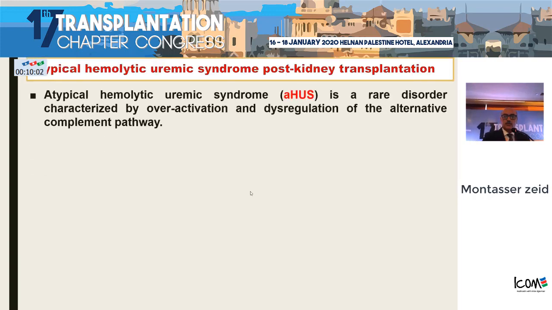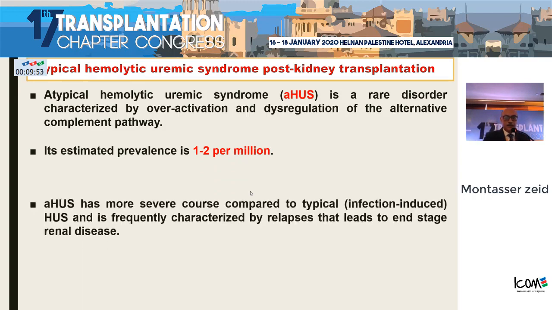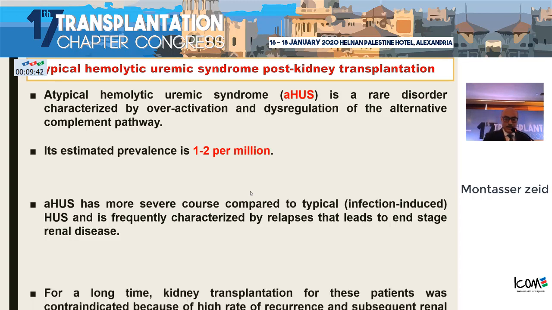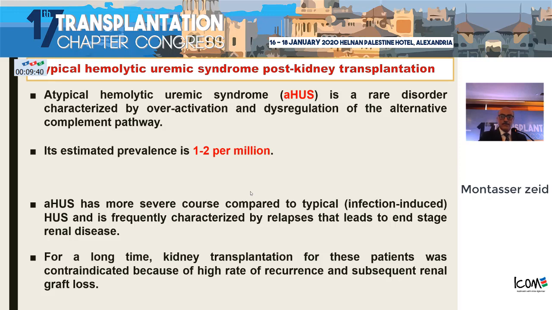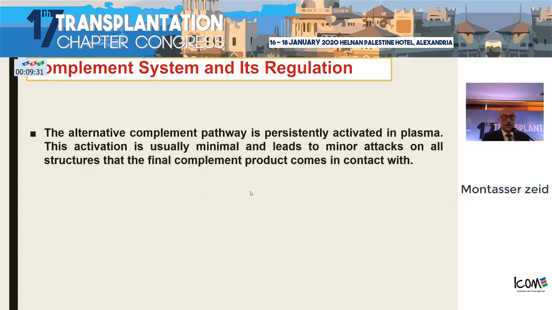Atypical hemolytic uremic syndrome is a rare disorder characterized by overactivation and dysregulation of the alternative complement pathway, with an estimated prevalence of 1 to 2 per million, and it has a more severe course. Atypical HUS has a more severe course compared to typical infection-induced HUS and is frequently characterized by relapses that lead to end-stage renal disease. For a long time, kidney transplantation for these patients was contraindicated because of the high rate of recurrence and subsequent renal graft loss.